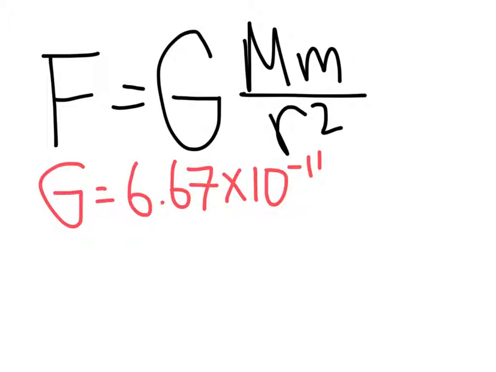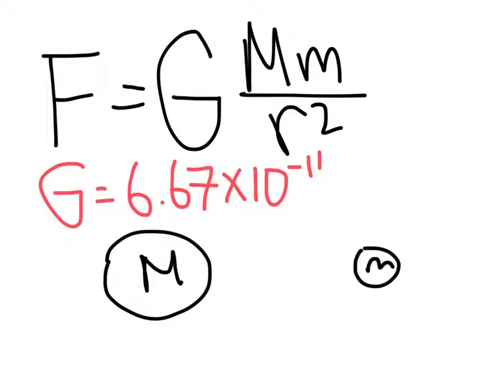Big M and little m refer to the two masses that are actually attracting one another, and then R is the distance between them. So let me draw a little diagram here. So we have some big mass and some littler mass, and the distance from the center of one to the other would be R, and that would be measured in meters, and the masses would be measured in kilograms. Alright, so there it is. We'll do a sample problem on the next slide.